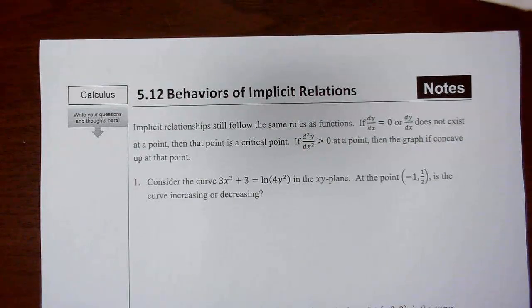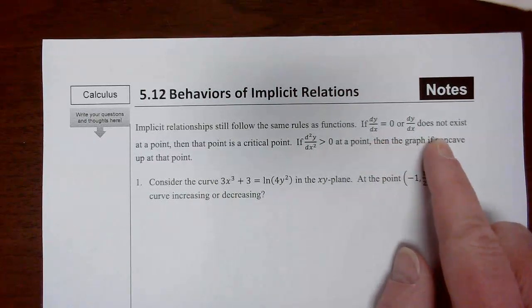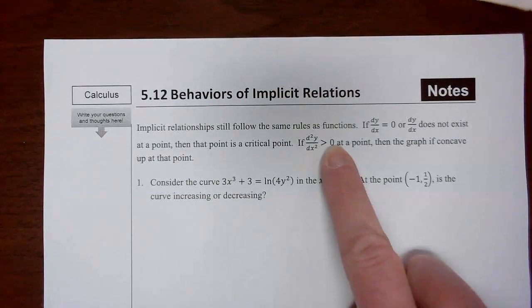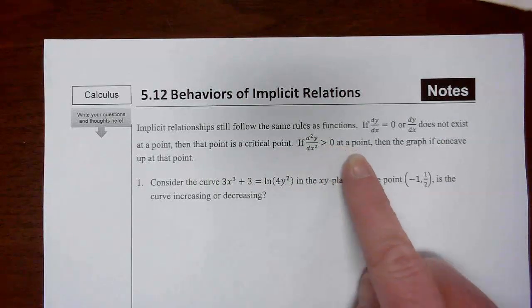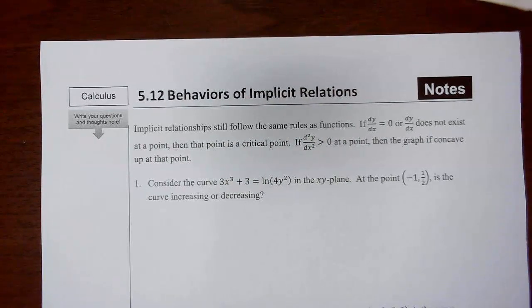So remember, implicit relationships were when x's and y's were mixed up. Well, they follow the same rules as functions. If the derivative is 0 or the derivative does not exist at a point, then that point is a critical point. If the second derivative is greater than 0 at that point, then the graph is concave up. So all of our increasing, decreasing, all those rules stay the same. It's just we have to have an x and a y to be able to find out our information.